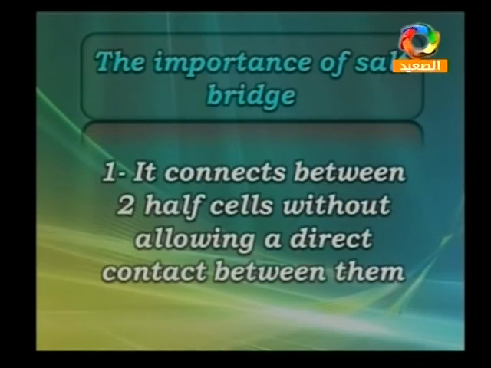Number one, it connects the two halves of the cell without allowing a direct contact between them. So here we have the two cells in the Daniell cell or galvanic cell. We have the two halves, far from each other. They connect to each other by the wire, but we have a gap between them. So this gap is filled with what? With the salt bridge. Again, the importance of the salt bridge: it connects the two halves of the cells without allowing direct contact between them.